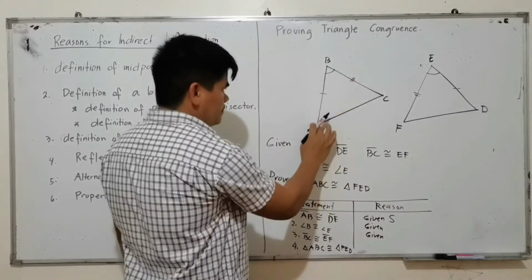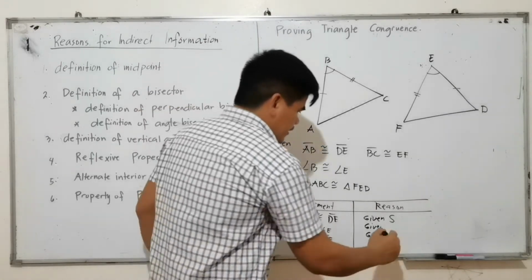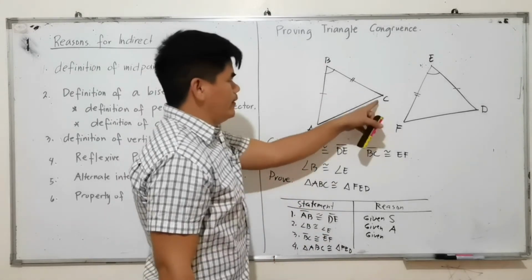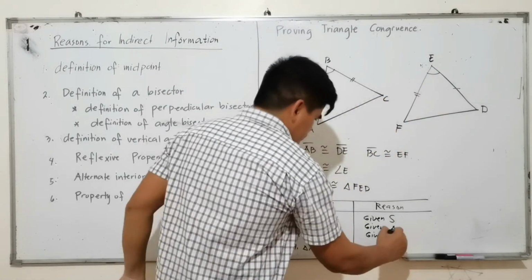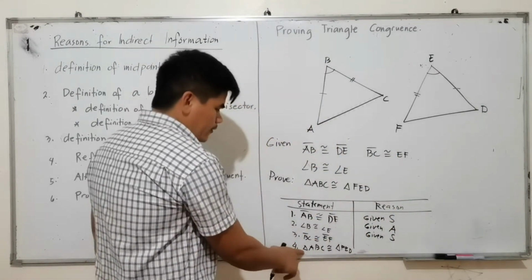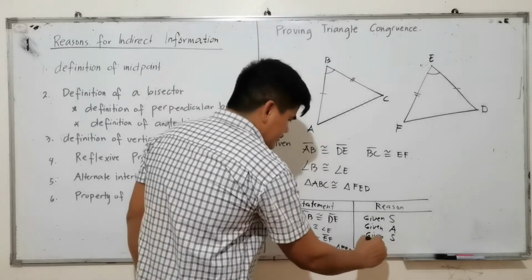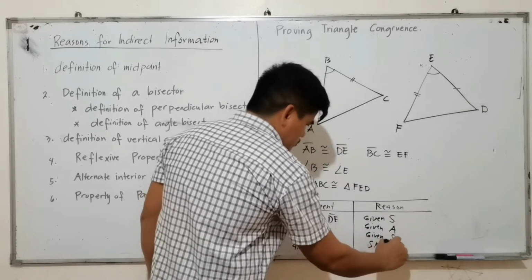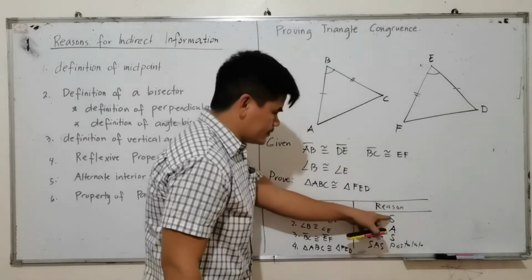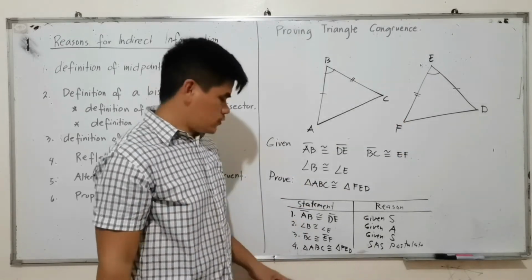AB and DE, that is side. Angle B and angle E is an angle. Side BC and side EF is a side also. Therefore, triangle ABC is congruent to triangle FED by SAS postulate.